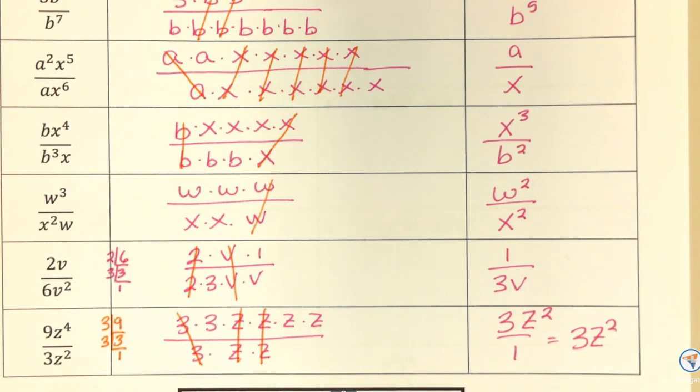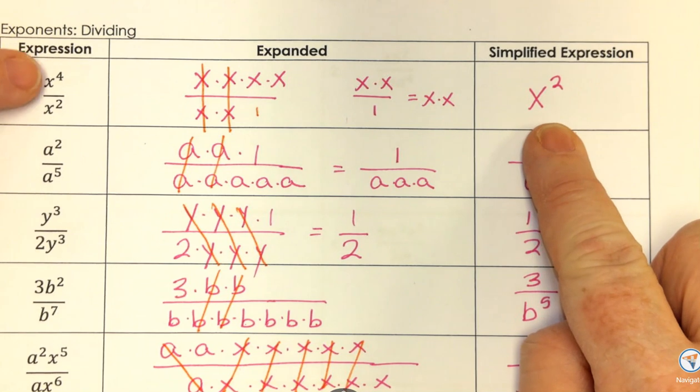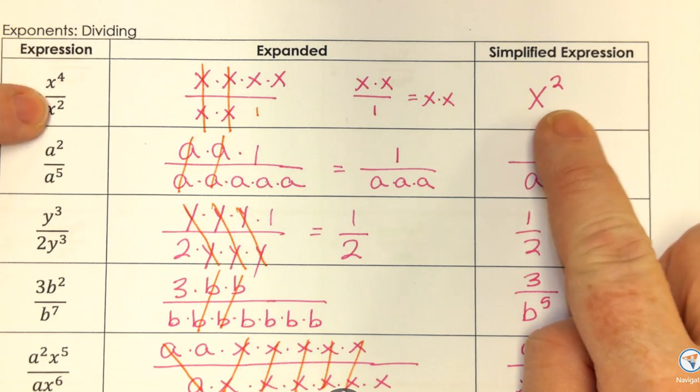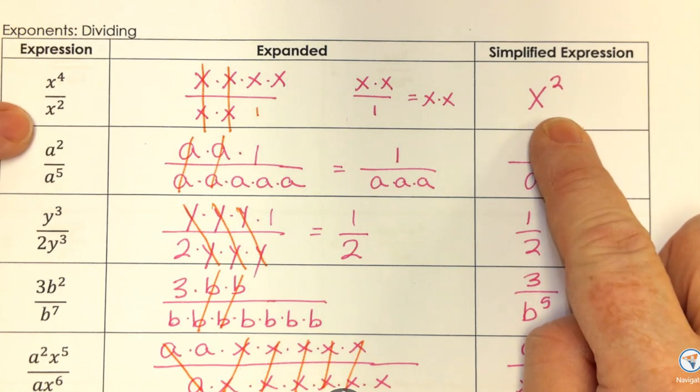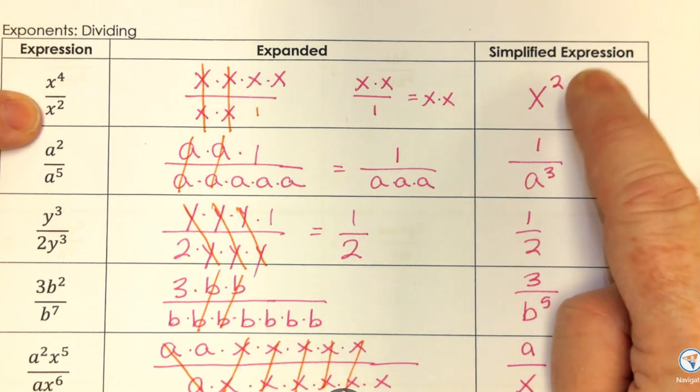All right, so I want you to look back at these and really take a good look and see. I ended up with x to the second, right? 4 on the top, 2 on the bottom. I subtracted to get here. And this put my answer on the top because 4 minus 2 is 2.